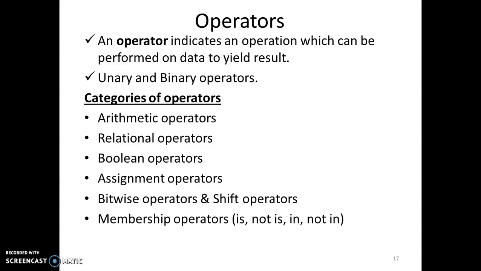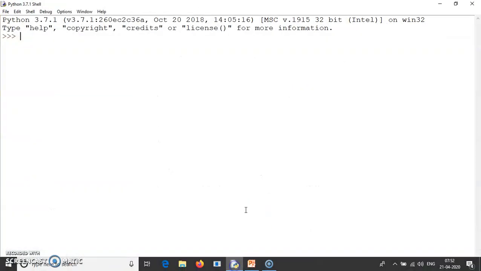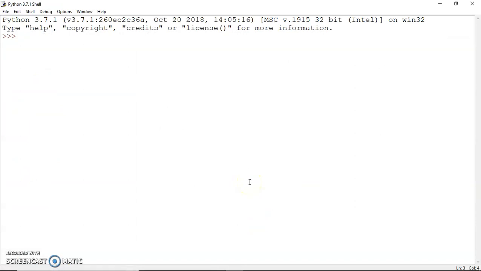The two unary operators are the unary plus and the unary minus. Unary minus negates the operand, whereas unary plus does not do anything to the operand. We can see this with unary operators. For example, say a is equal to 5. If I write minus a, the answer is minus 5.